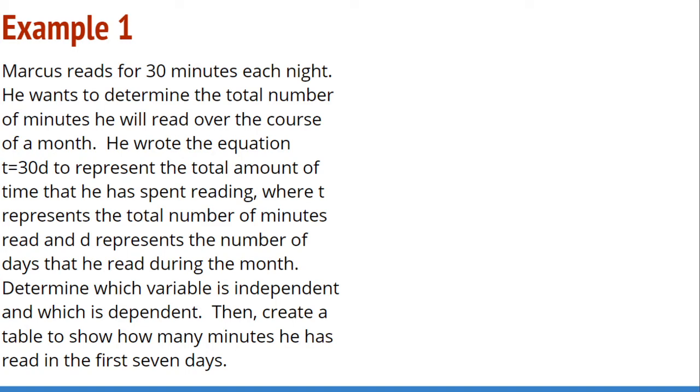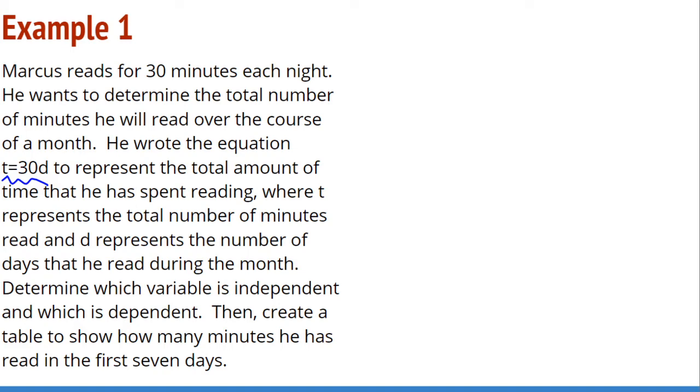He wrote the equation T equals 30D to represent the total amount of time he has spent reading, where T represents the total number of minutes read and D represents the number of days that he read during the month. Determine which variable is independent and which is dependent. Does the number of days depend on the time that he's read, or does the time that he has read depend on the number of days?